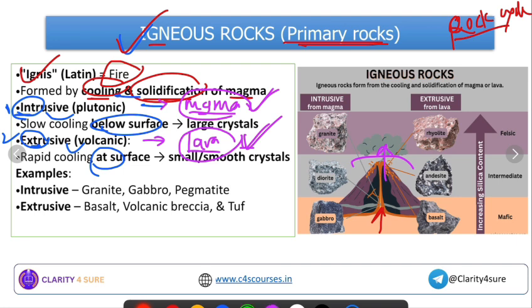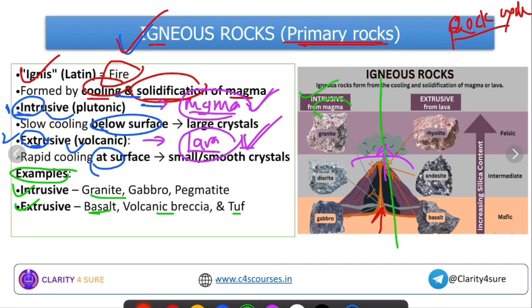Examples are kind of important, at least the basic examples are important for your examination. For intrusive rock, the examples are granite, gabbro, and pegmatite, and for extrusive, the examples are basalt, volcanic breccia, and tuff.